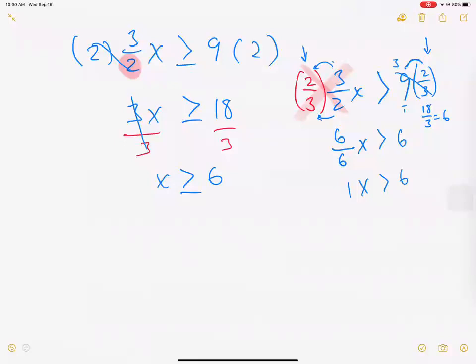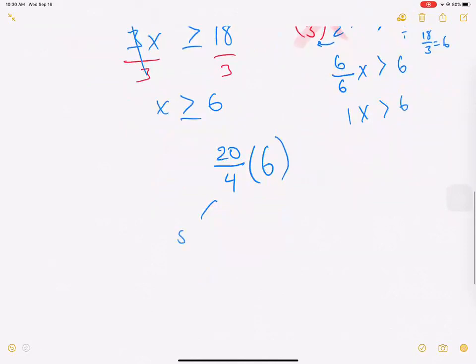Here's another dumb one. Just on the side, 20 divided by 4 times 6. A lot of different options to do this. A whole lot of different options. One, you could say 20 divided by 4, that's 5. 5 times 6 is 30.